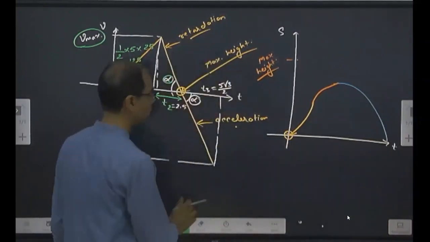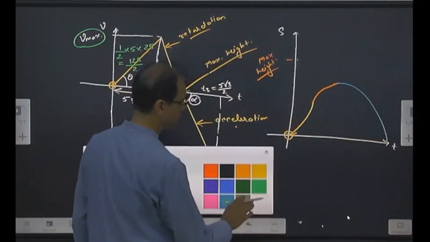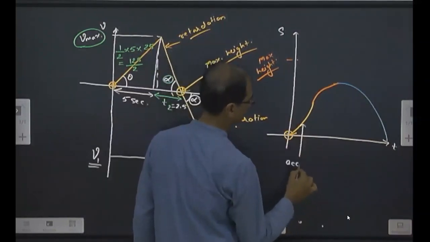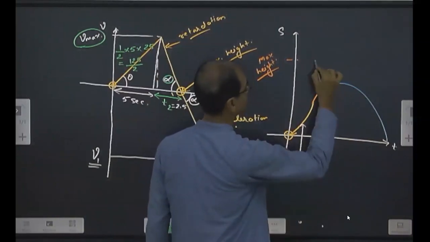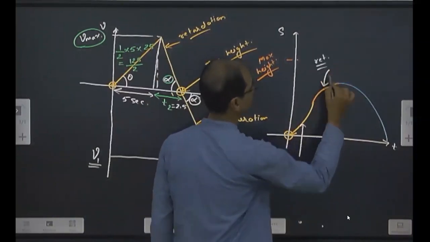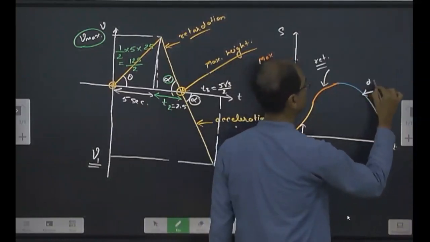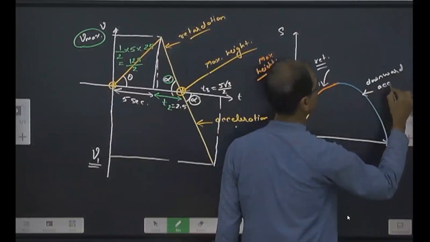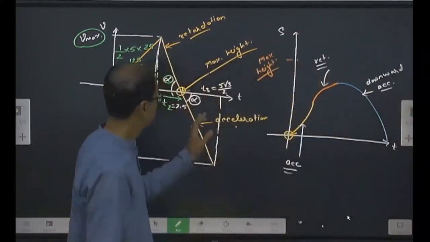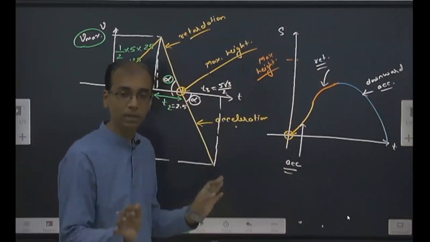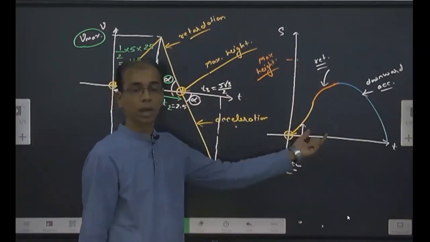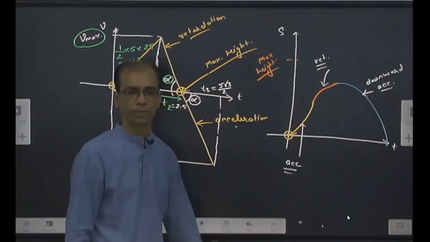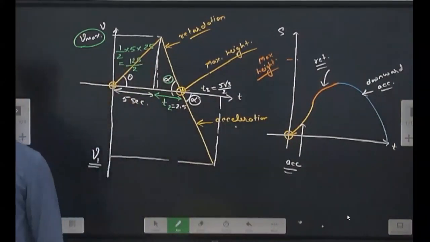Okay, this one is what? This one is acceleration. Retardation. Downward acceleration. They can ask you to make this graph alone without any values, and this graph without any value. They are not asking you to find anything, just make the graph. Did you understand that?